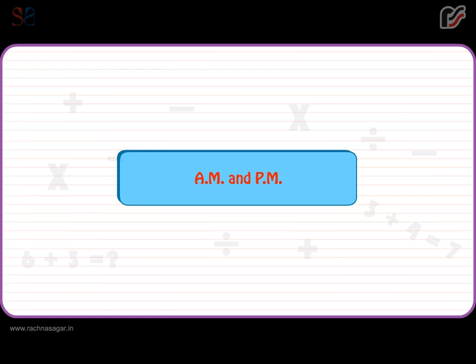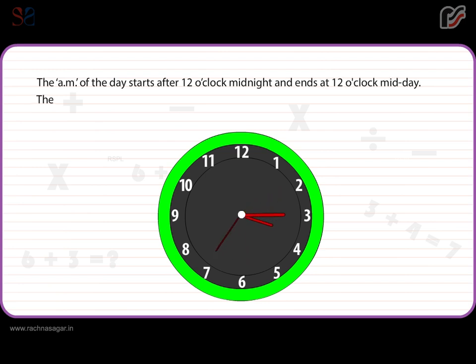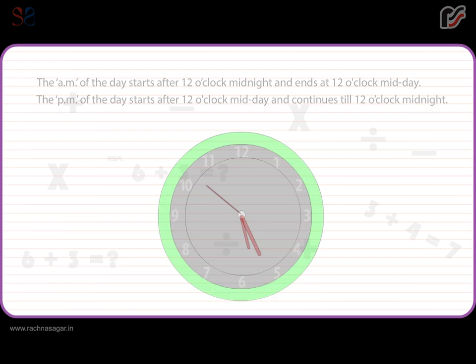AM and PM. The AM of the day starts after 12 o'clock midnight and ends at 12 o'clock midday. The PM of the day starts after 12 o'clock midday and continues till 12 o'clock midnight.